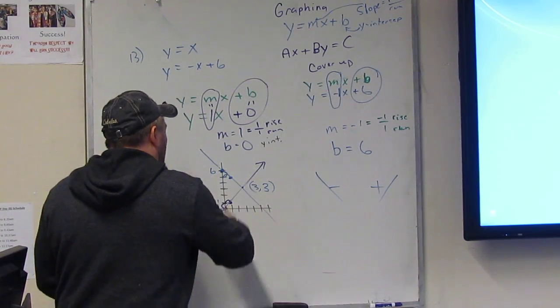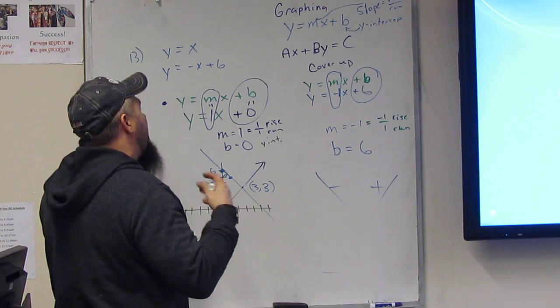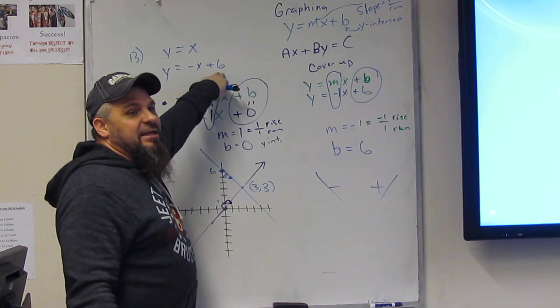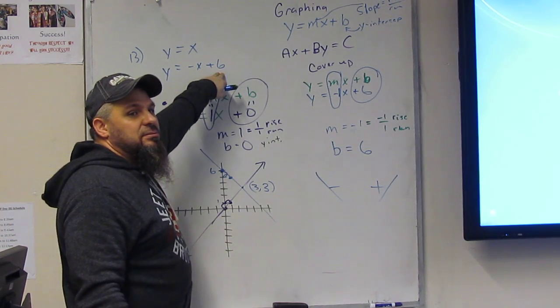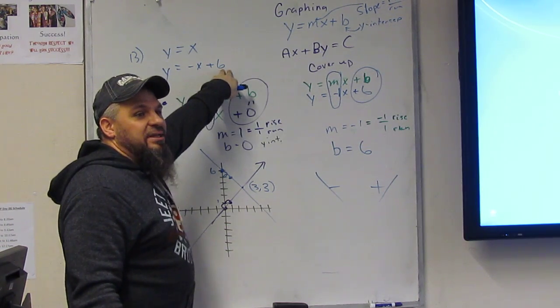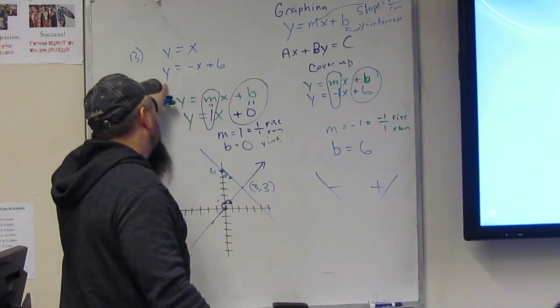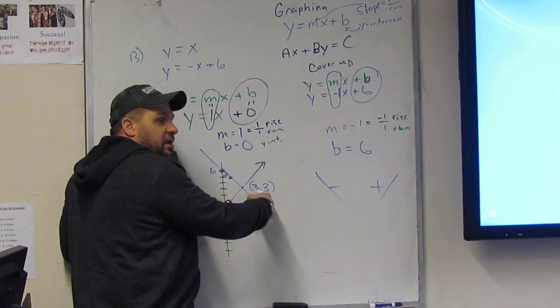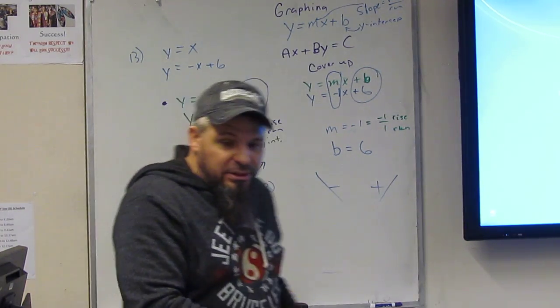Okay? So 3, 3 should be where it's at. I know for sure because what is negative 3 plus 6? Positive 3. And that's what it's supposed to be, right? Oh, yeah. 3, 3. Okay, so there you go.